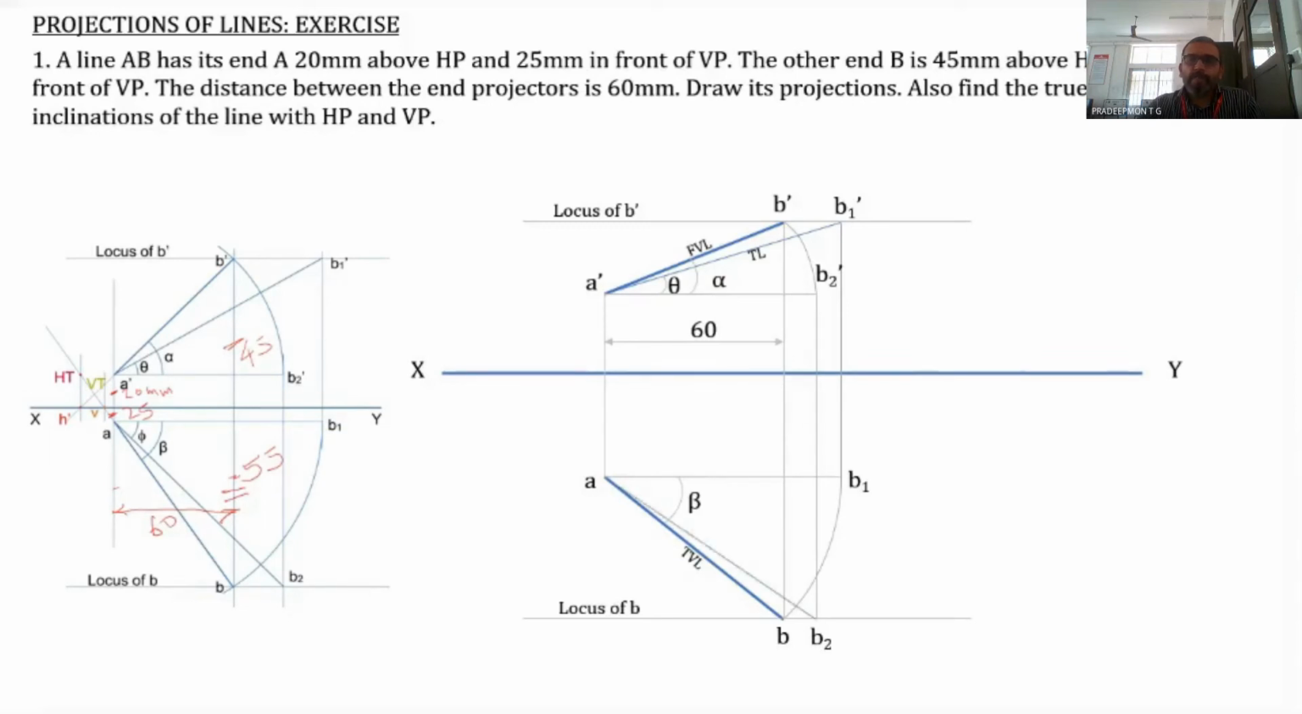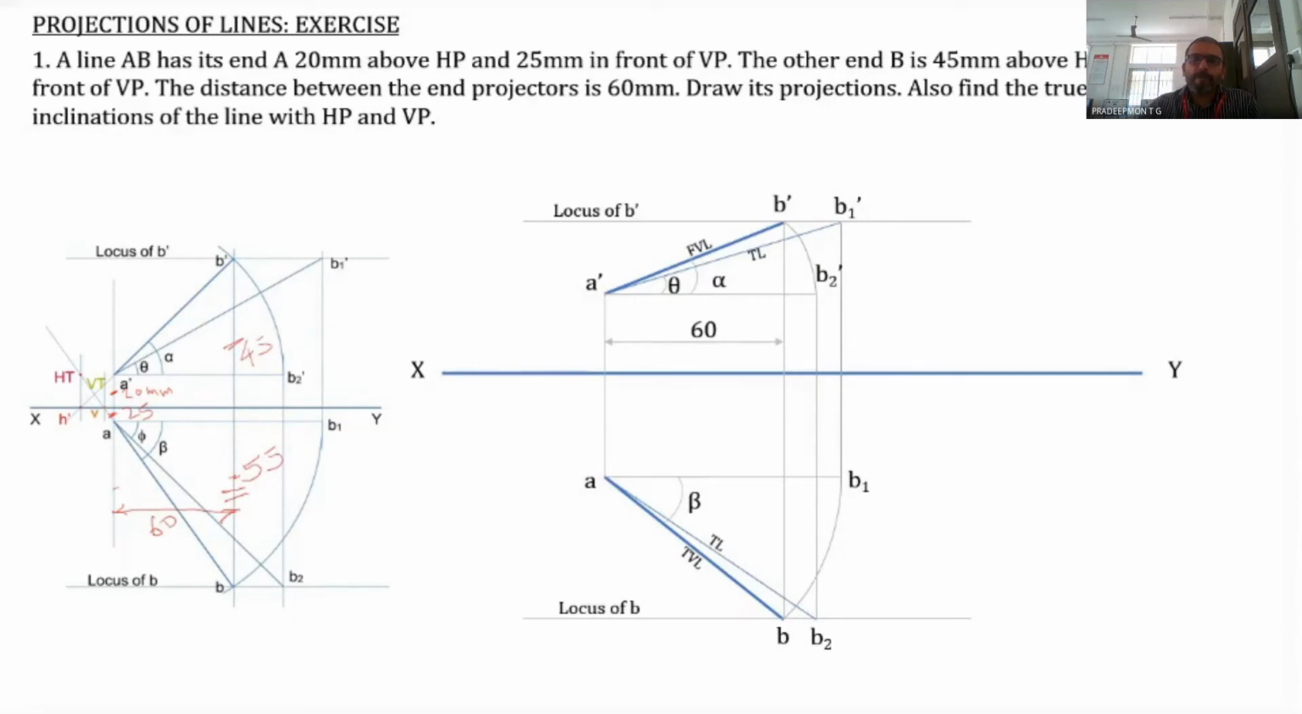So this A B2, that is also a true length. So that is A dash B1 dash should be equal to A B2. It should be the same length. If there is some mistake or some changes in the length, that means there is some sort of error that has happened in your drawing, maybe a measurement error or a drawing error.